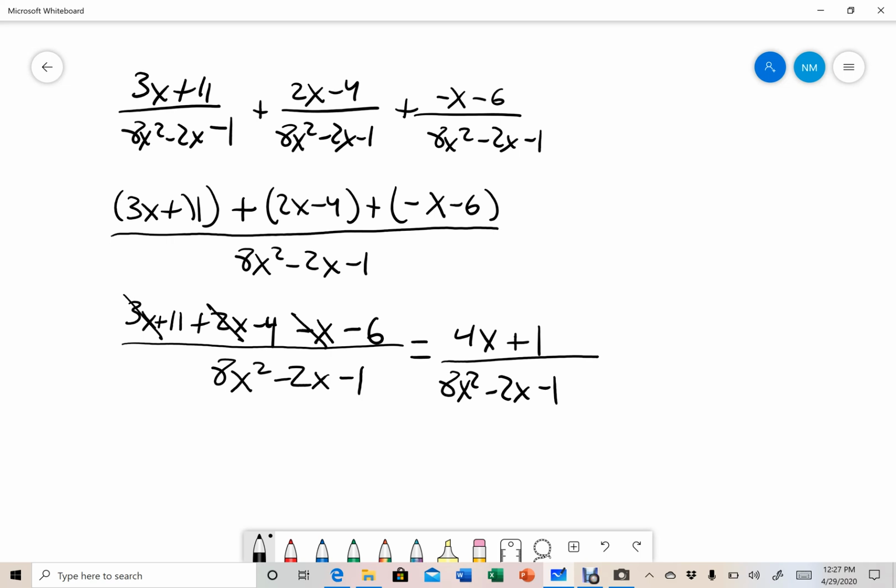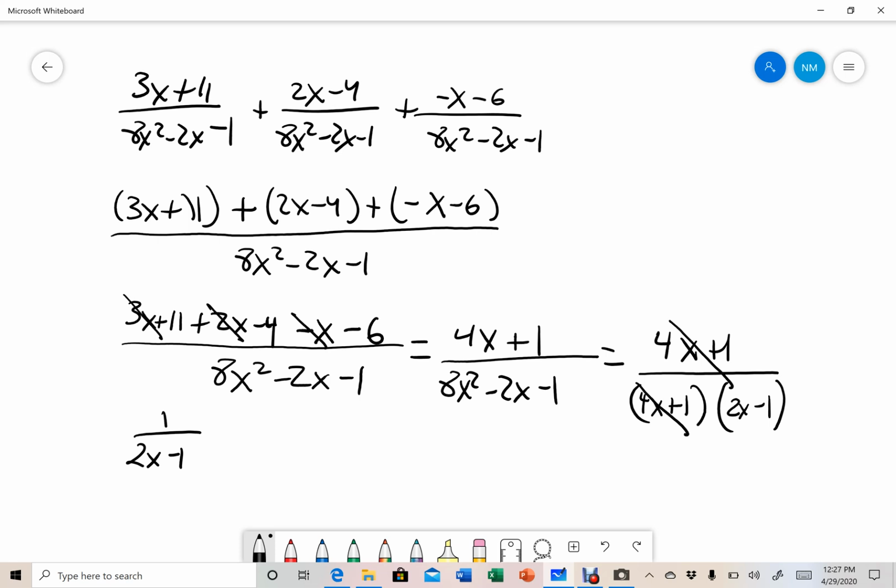So my denominator can obviously factor. I've got 4x plus 1 over, and we're going to factor 8x squared minus 2x minus 1. And this comes out to 4x plus 1, 2x minus 1. Now, once I've factored everything, then I do my cancellation. This cancels out and this cancels out. That leaves me with 1 over 2x minus 1.